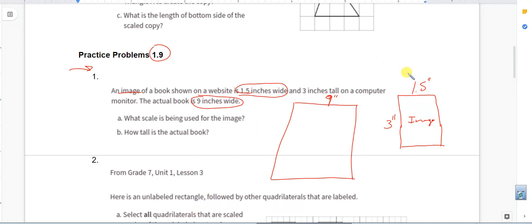Alright, so there was a change. The real book is bigger than what they see on the website, and there was a change from these two right here, and that's the scale that they're asking about. What scale is being used for the image? And really they want to know the backward scaling, because it started bigger and it got smaller. So our answer is going to be a fraction. And that fraction is actually pretty easy to set up. It's just the corresponding part set into a ratio.